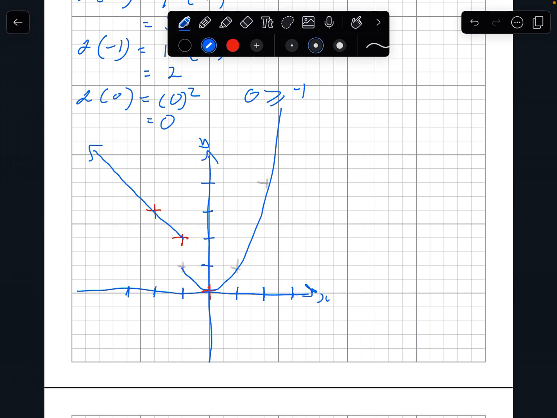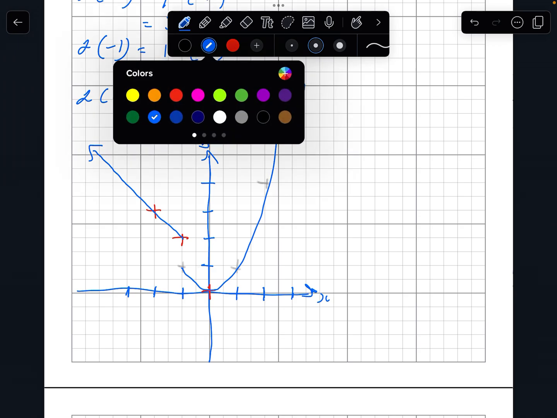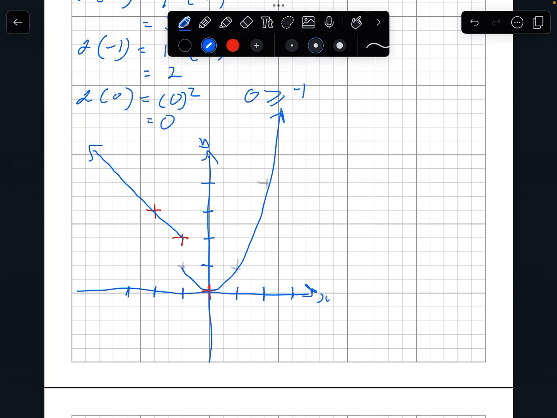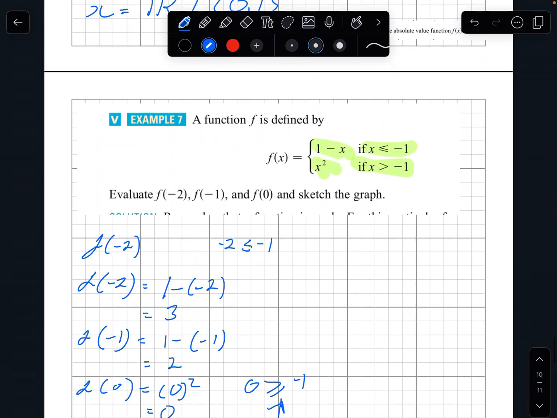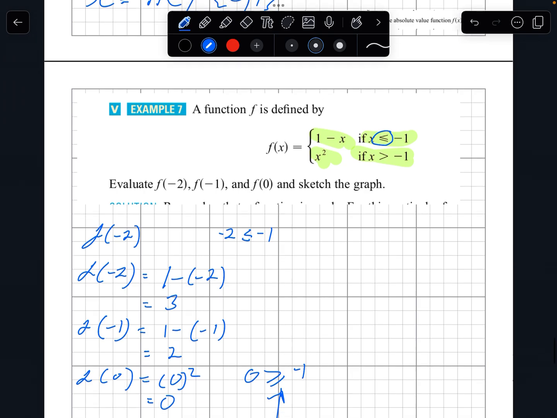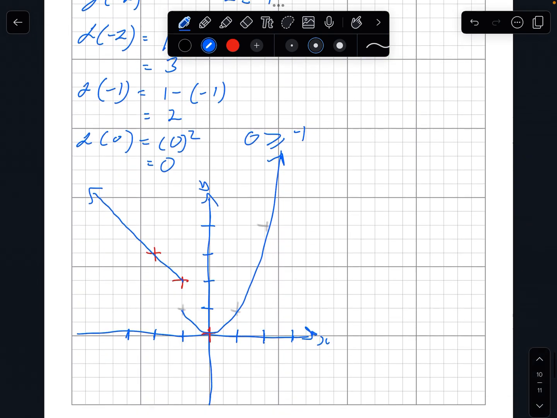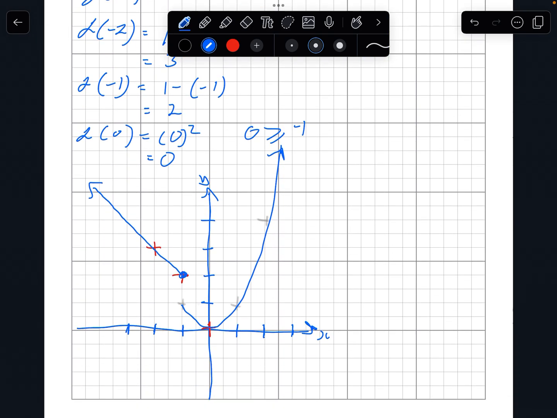So we've essentially graphed it. The only thing we need to do is specify clearly what's happening at -1. If you look here, when x is exactly equal to -1, we are on the linear function, and we denote that with this closed dot here. What that's saying is that when we get close to -1, we get close to this dot, and when we hit -1, we're actually on y equals 2.